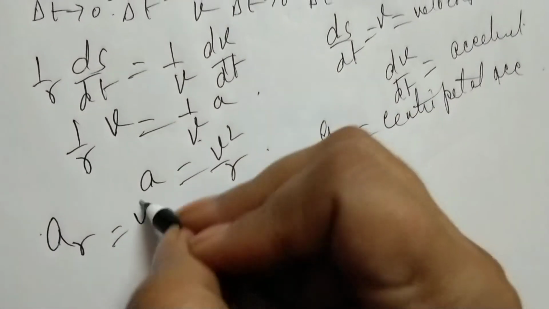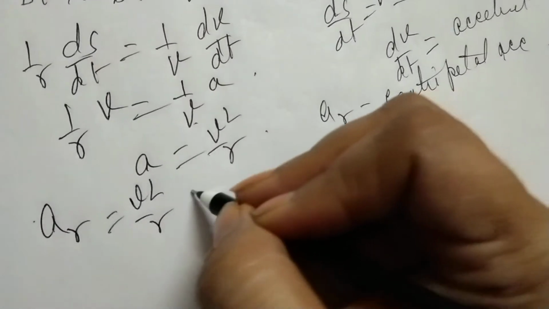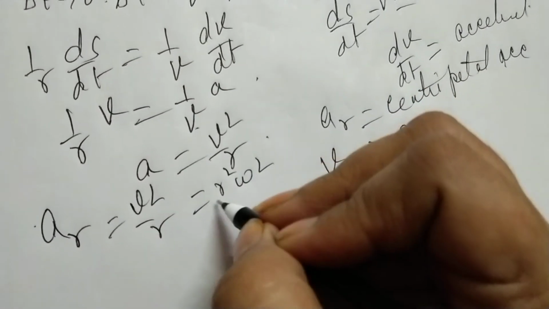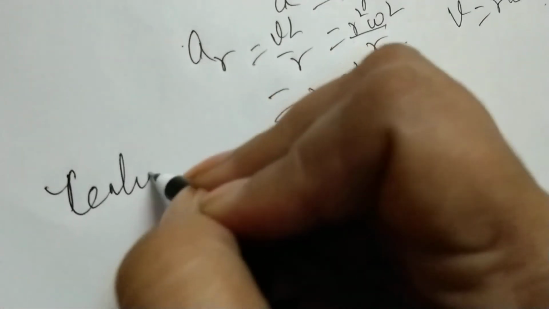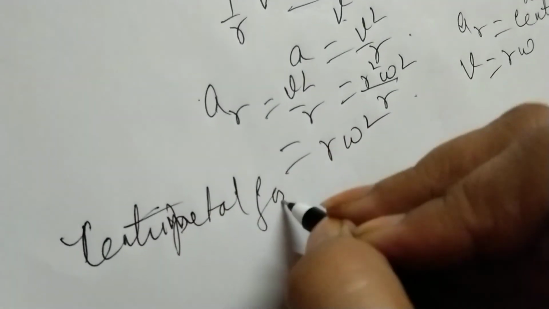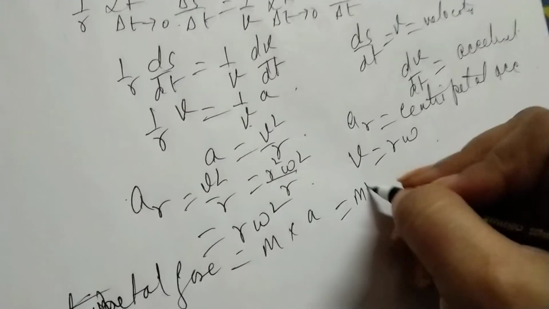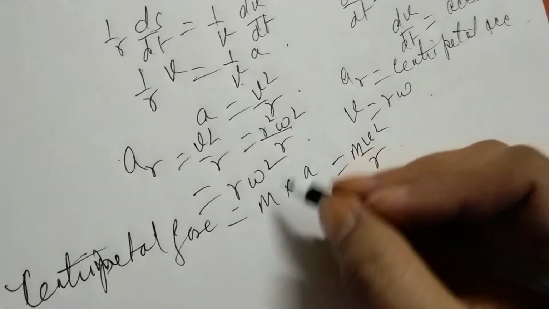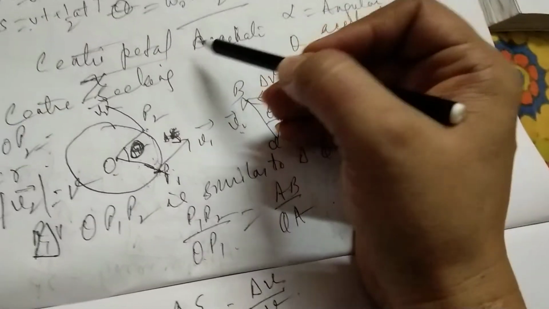Now this is V square by R. We know that V is equal to R omega, so let us substitute it. This is R square omega square divided by R, so it becomes R omega square. Now this is the acceleration. So what will be the centripetal force? Centripetal force will be equal to mass into acceleration, so this becomes mV square by R, or m R omega square. This is for the case when the motion is uniform.